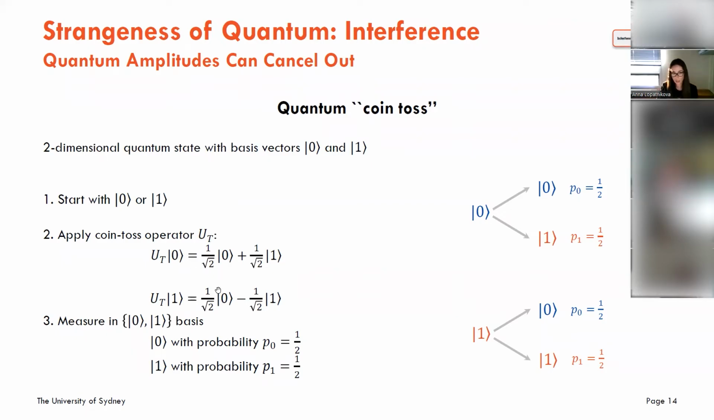That's the coin toss. If we apply it to 1, we get a very similar superposition, but it has to have a minus sign here because of unitarity, because it has to preserve the norm and the inner products. But if we measure these, we get 0 with probability 1/2 and 1 with probability 1/2, just like we want. Now, the fun stuff starts when we do the second toss.